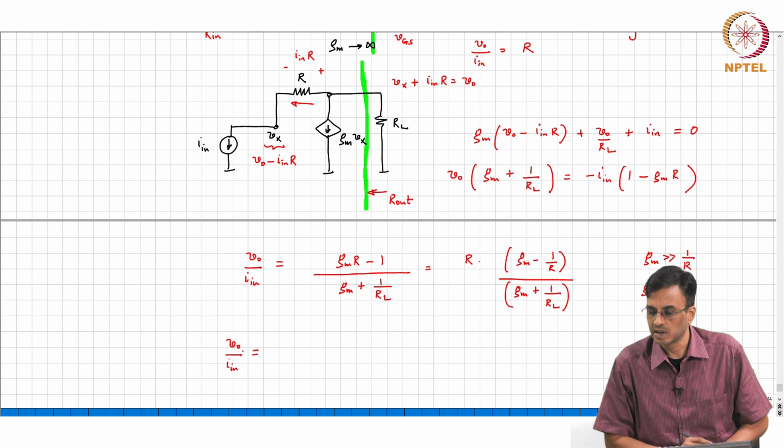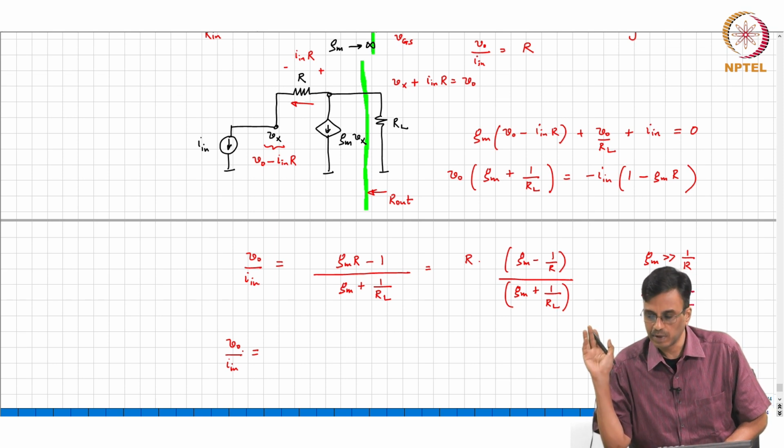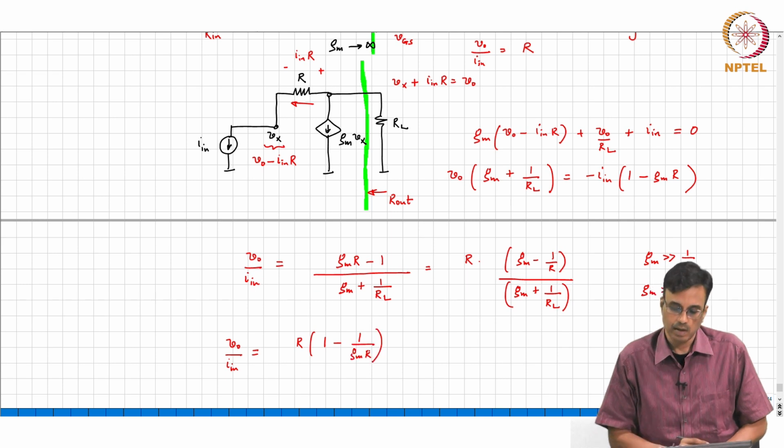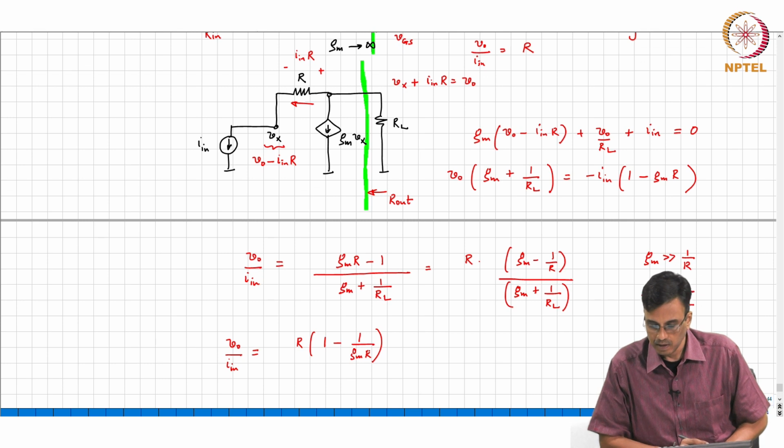Stare at this expression and tell me what it is. As RL tends to infinity, what is the output voltage? It's nothing but Gm times R, it basically becomes R times 1 minus 1 over R, okay.